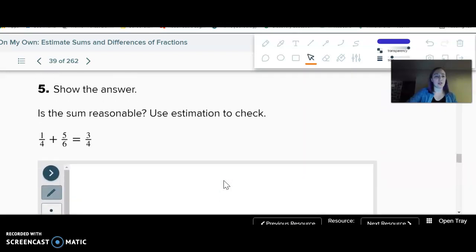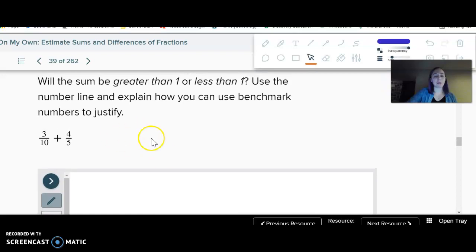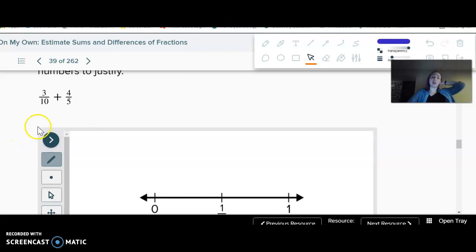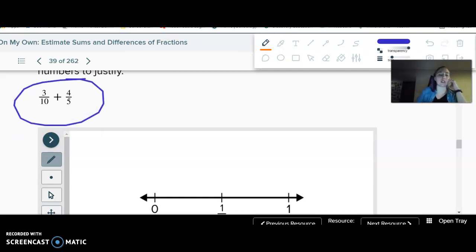Sorry, I was just trying to find a good one. All right, let's look at this. Let's just say, let's estimate what will the answer to this be. So round them and then add them. All right, did you get it?